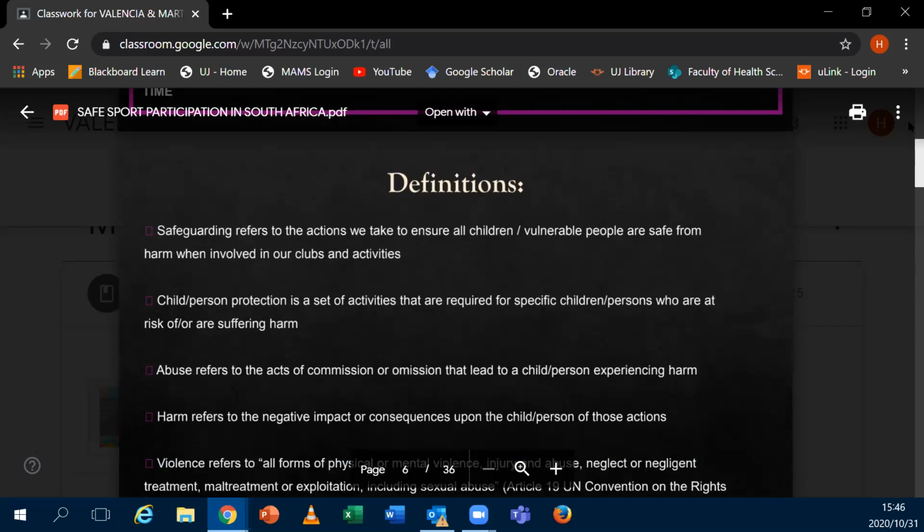Abuse refers to any acts that will lead to a child experiencing any kind of harm. So it could be verbal abuse, physical abuse, sexual abuse, etc. And then the difference between harm and violence is also there. It's important that we understand what these definitions are so that we're very clear when it comes to reporting any kind of abuse, violence, or harm that has taken place within any of our athletes, that we know exactly what we are talking about.